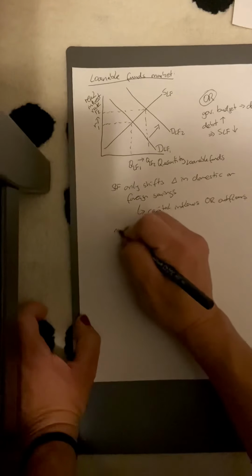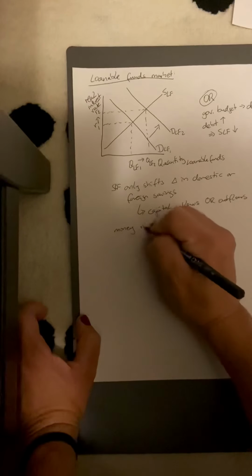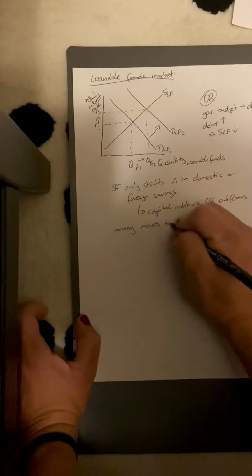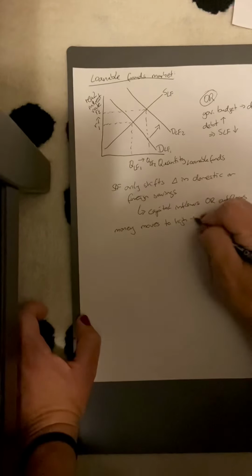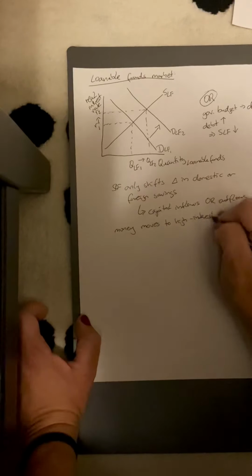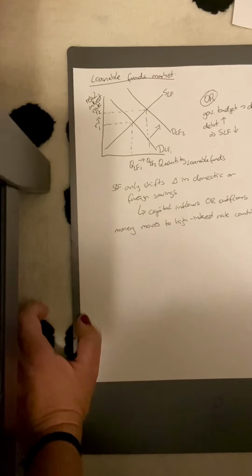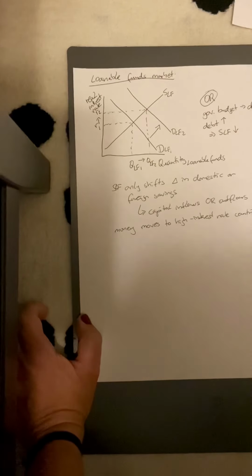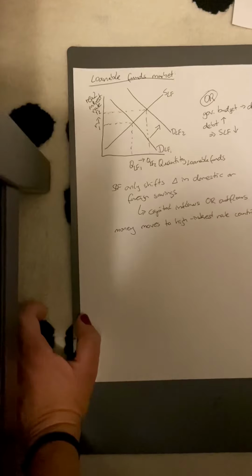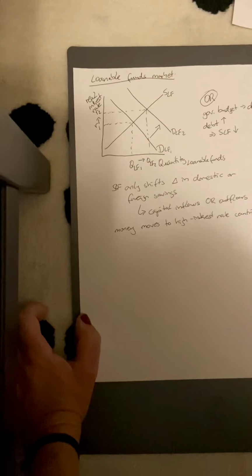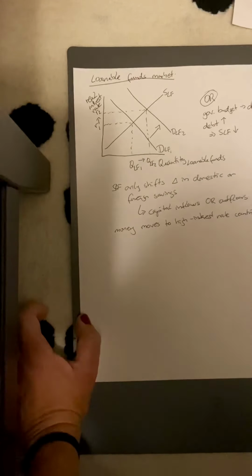So money moves to high interest rate countries, given that the country is politically and economically stable. So even though we have high interest rate, let's say in Venezuela, it would not be seen as a safe haven for investments, and therefore people would still not bring their money over there. But let's work with that example.